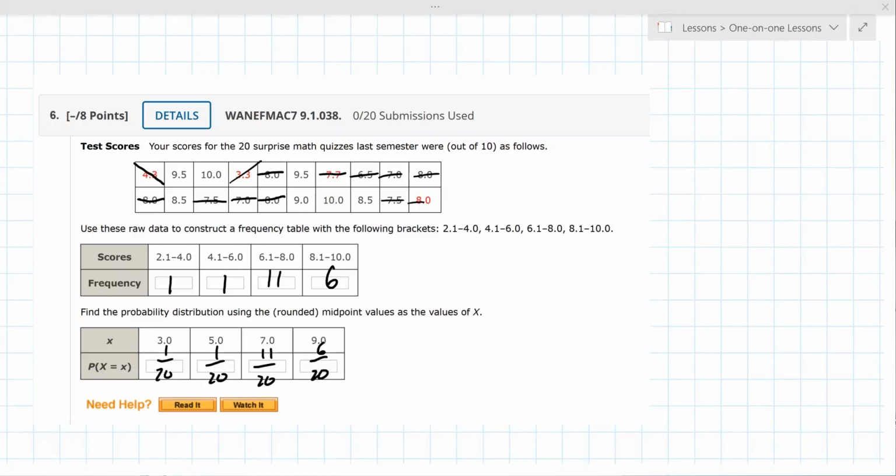I must have miscounted this last one. It's not 6. Oh, it's 7. I miscounted.